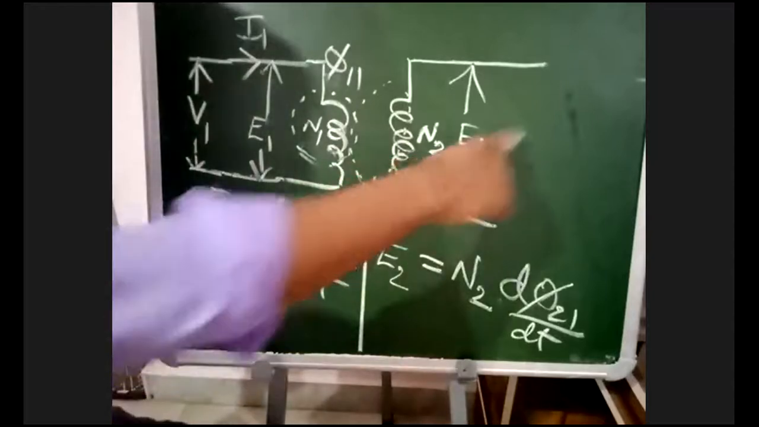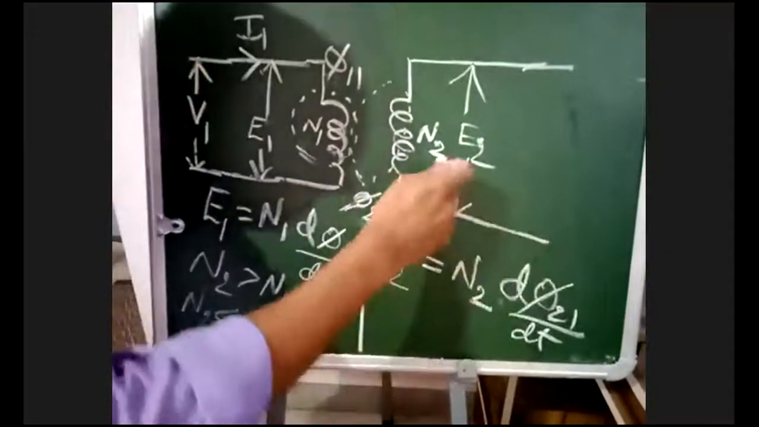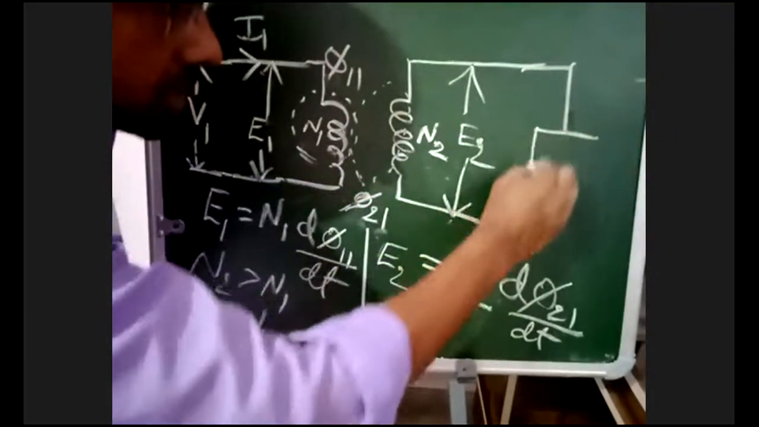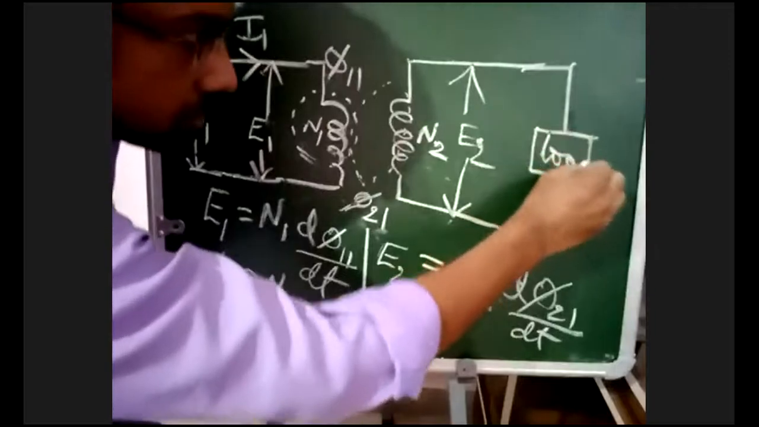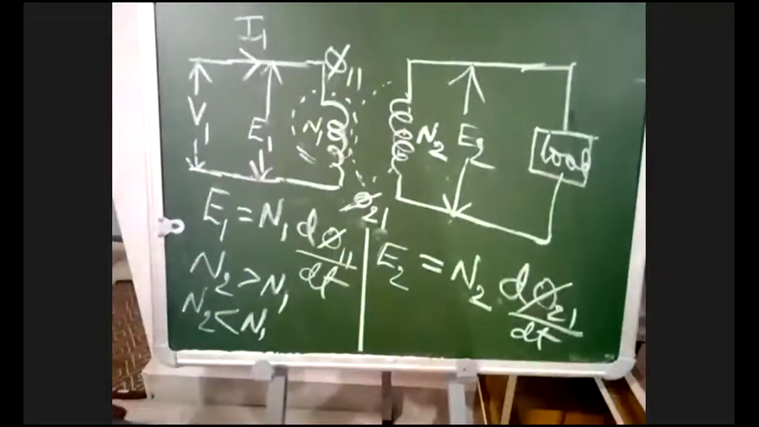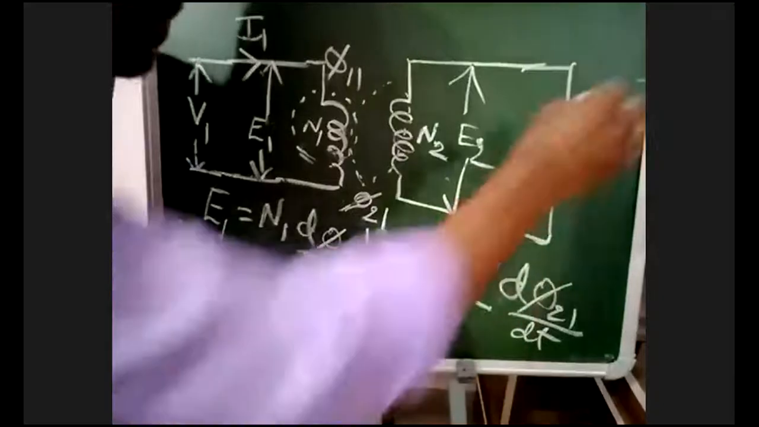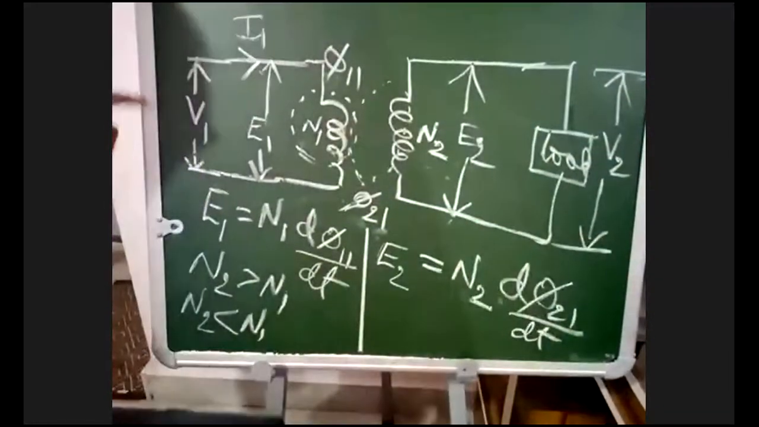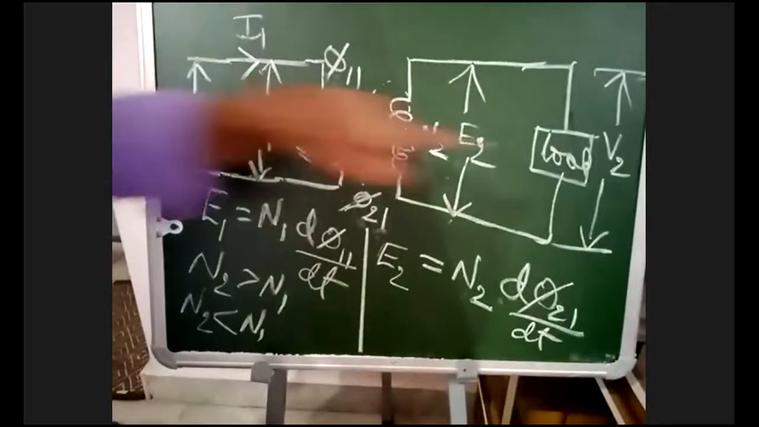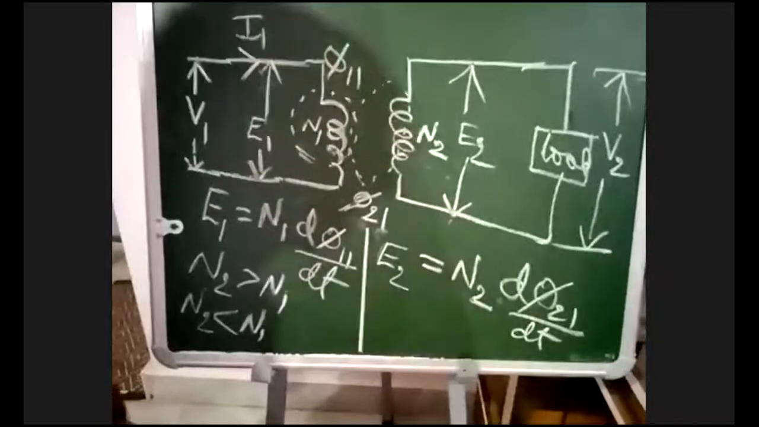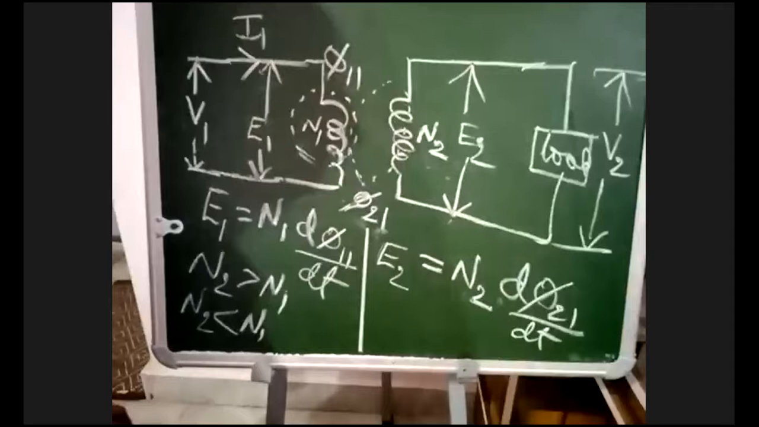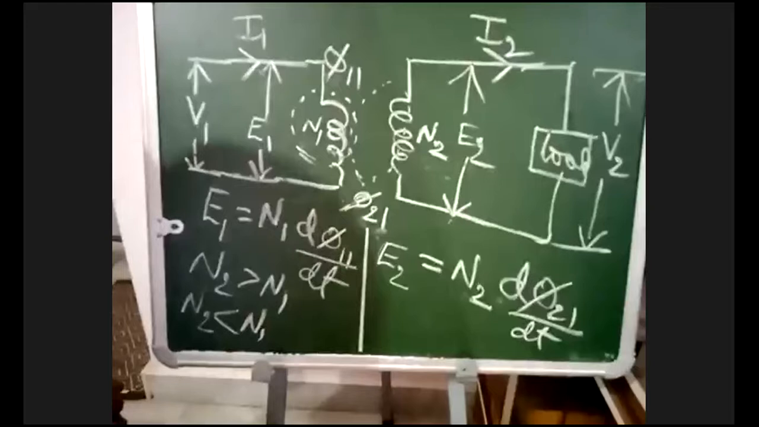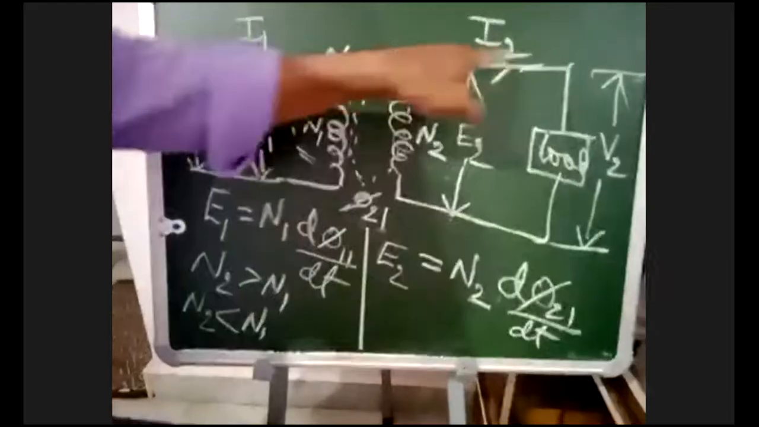Now here, open circuit is there. In open circuit, whatever the voltage here, the same voltage is there. Now I am providing the closed path for this secondary winding with the help of load. Then the voltage across the load is V2. V1 is the supply voltage, AC supply voltage. V2 is the voltage across the load. With the help of some external load here, the current I2 will flow.